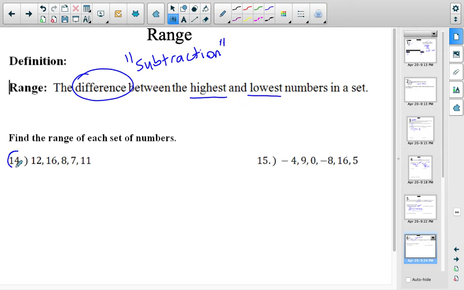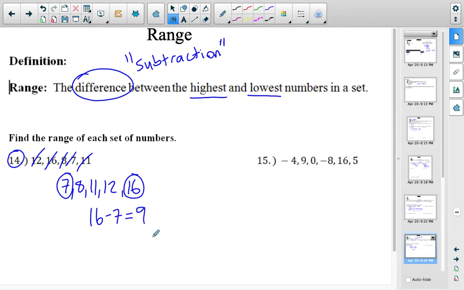So let's look at number 14 and quickly order those: 7, 8, 11, 12, and 16. Here's my greatest. Here's my least. 16 minus 7 equals 9. So my range is 9. This set has a range of 9 from least to greatest.